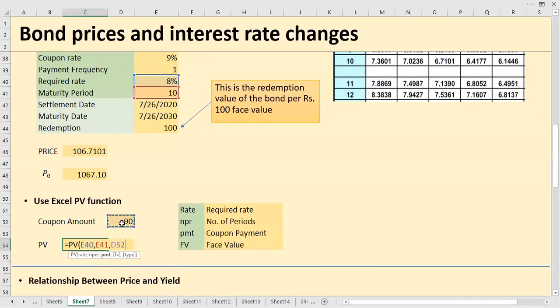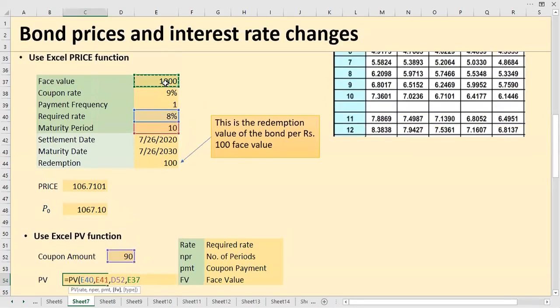I am going to select that, and then the future value, that is the face value of the particular bond. So I am going to select this 1,000, and the type is, we are going to assume that all the coupon payments are received at the end of the period. So I am going to select 0, end of the period. End of the period in the sense that we are assuming the bond's coupons are received at the end of the year. That is a normal assumption. So close bracket and enter.